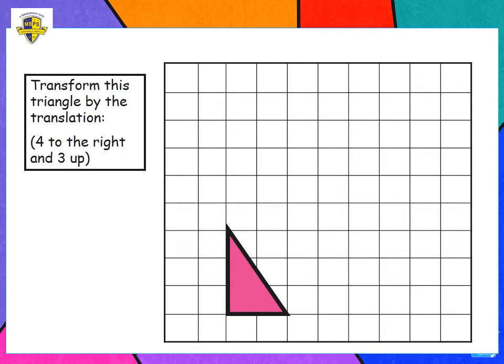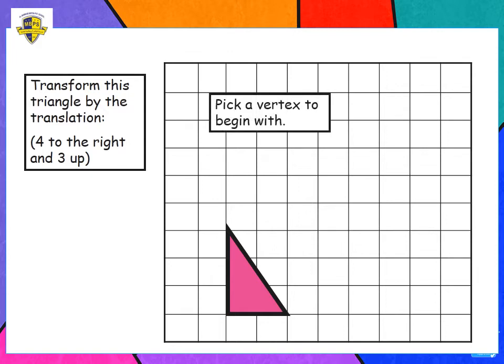Here we have this triangle, and we want to transform this triangle by this translation. The translation is 4 steps to the right and 3 up. So how are we going to translate this shape? The first step is to choose any vertex from this triangle, or any corner. We are going to choose this one, the red point, because we will work on it.